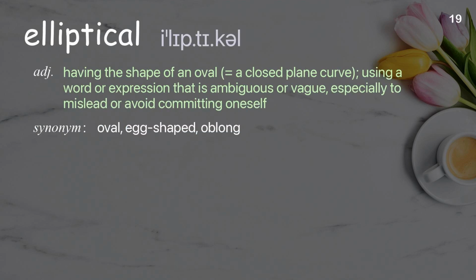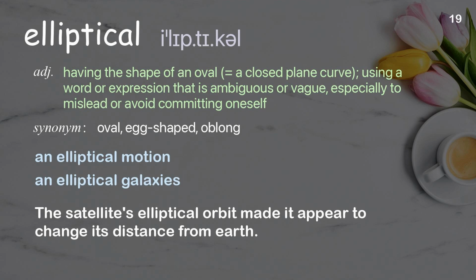Elliptical. Having the shape of an oval, equals a closed plane curve, using a word or expression that is ambiguous or vague, especially to mislead or avoid committing oneself. Examples: An elliptical motion. An elliptical galaxies. The satellite's elliptical orbit made it appear to change its distance from Earth.